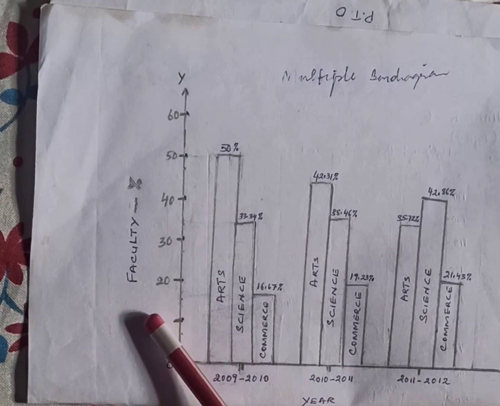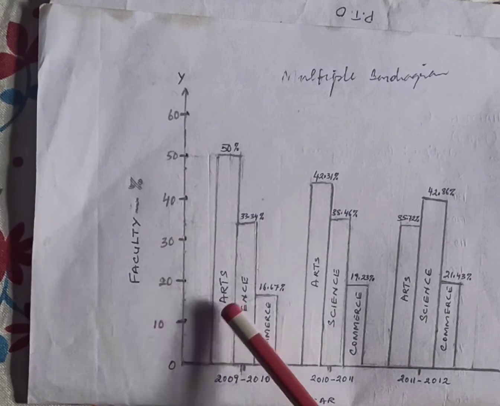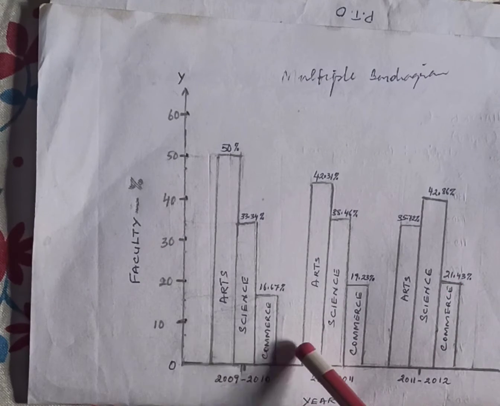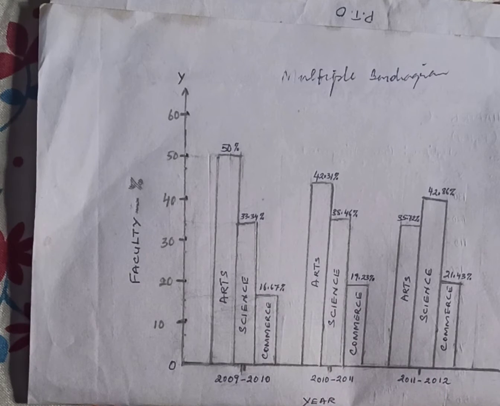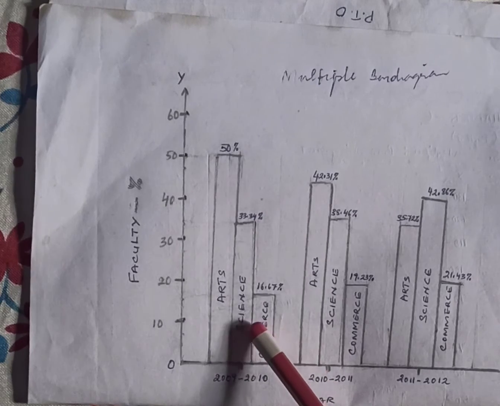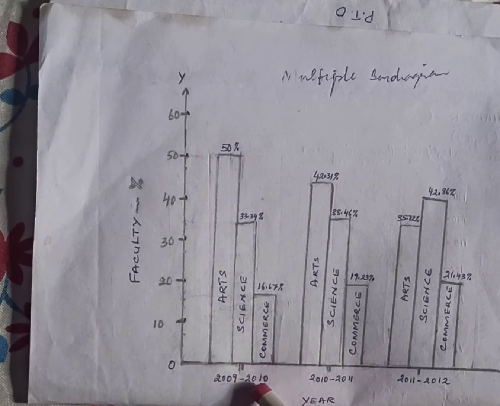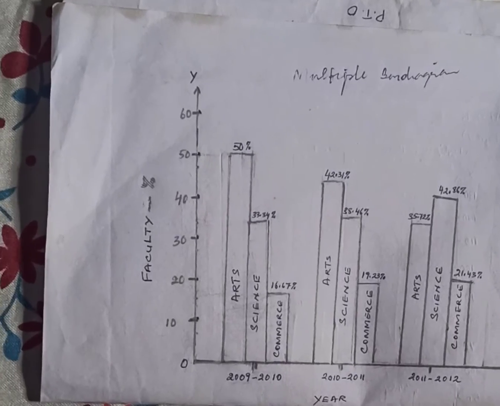When we are converting into percentage, we need to look at the smallest as well as the biggest. The smallest is 16.67% and the biggest percentage is 50. Okay, we will take only one particular year, that is 2009-2010.